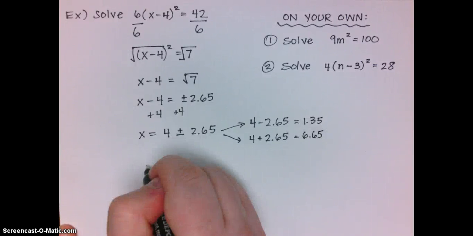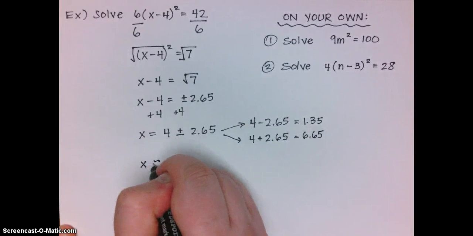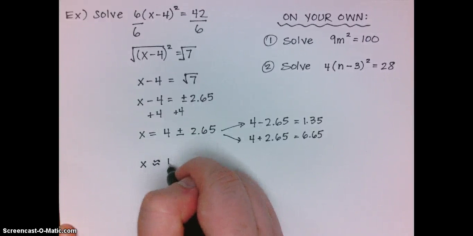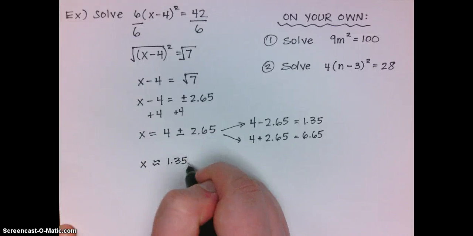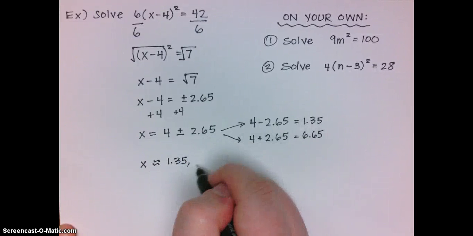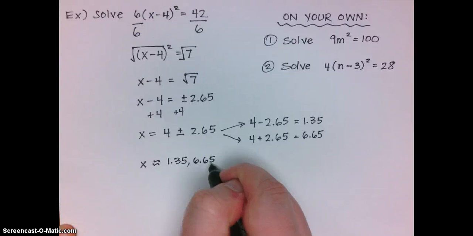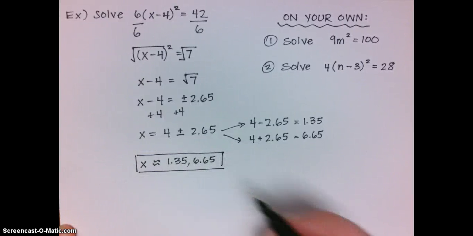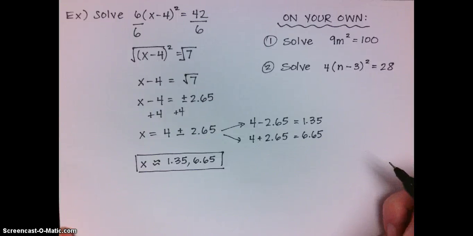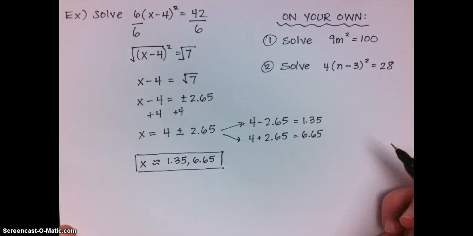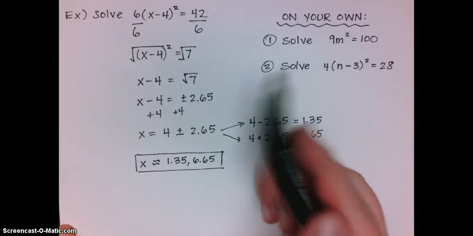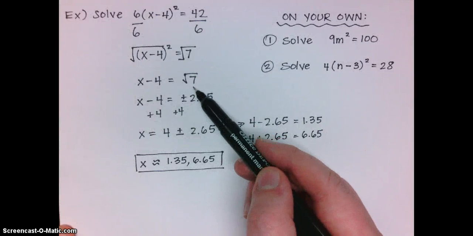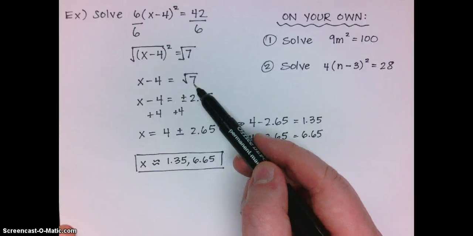So in the end, it may not exactly be equal, so I'm going to put this symbol, but the solutions will be 1.35 when I rounded it to the nearest hundredth, and 6.65. And that's it. So it's kind of combining everything that you guys have learned this year already. Now you're just being able to use a calculator in those rare instances where the number you're taking the square root of is not a perfect square.